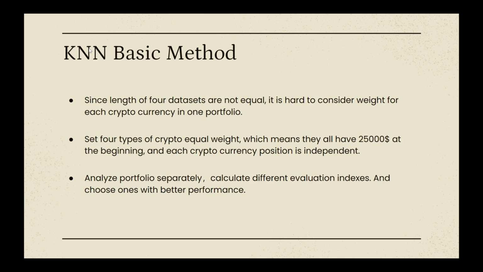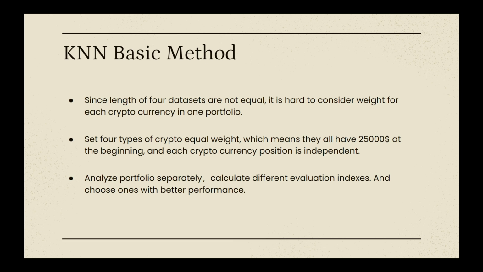This is Jia Yaoyao, and my method for crypto trading is KNN. Since the lengths of the 4 datasets are not equal, it is hard to consider weight for each cryptocurrency in only one portfolio. So I set the 4 types of crypto at equal weight, which means they all have a maximum of $25,000 at the beginning, and each cryptocurrency position is independent of each other.